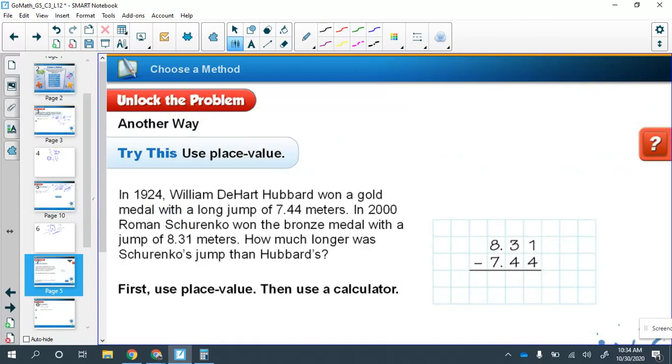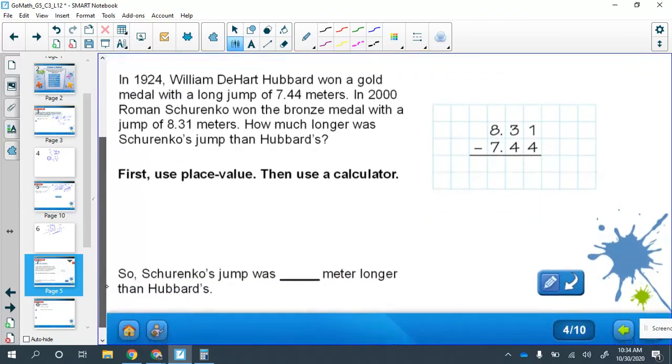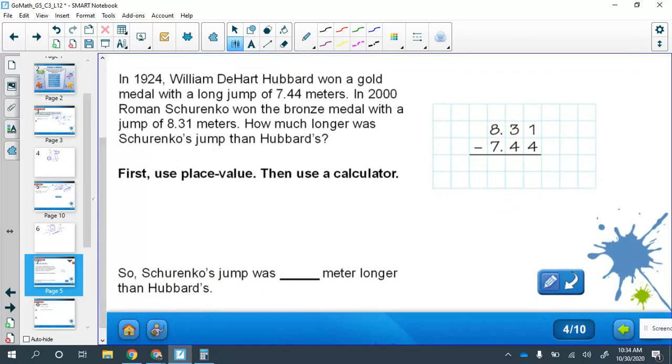All right, another thing that I want to talk to you about. This is a story problem. We're kind of going to ignore the story problem, but it's a subtraction problem. And we can do this subtraction problem. It's pretty basic, right? They've lined up our decimals for us. We do have to do some regrouping, right? 11 minus 4 is 7. We do a little bit more regrouping. 12 minus 4 is 8, right? And so the answer is 87/100ths.